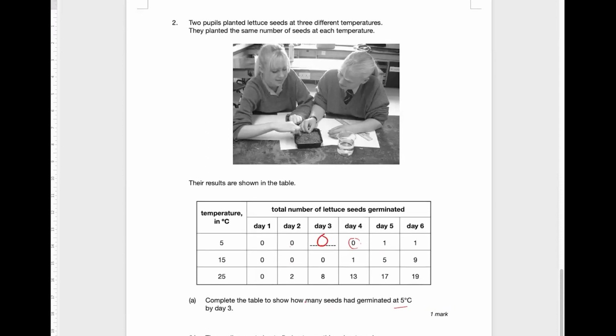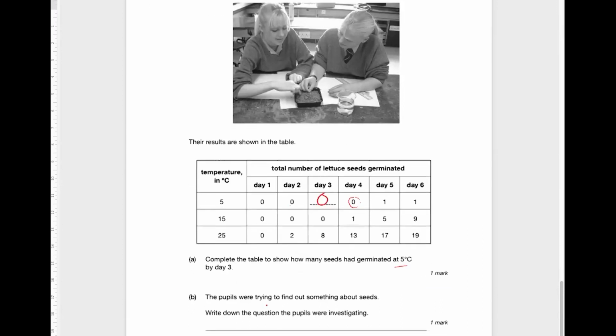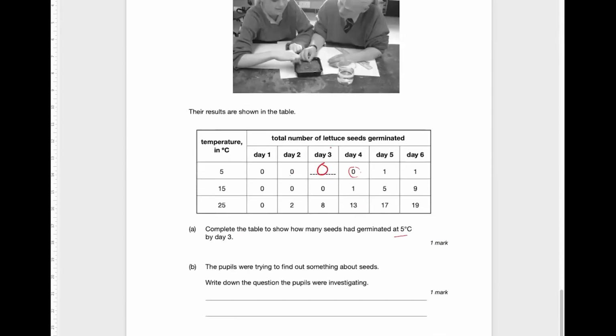Okay. The next one. The pupils were trying to find out something about seeds. Write down the question the pupils were investigating. Coral, you got the right answer there. You said the question was, does the temperature affect the growing and how fast the seed grows? Yeah. So the question basically is, how does temperature affect germination, really? That's the main thing.